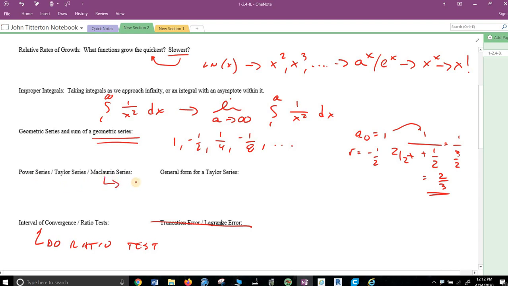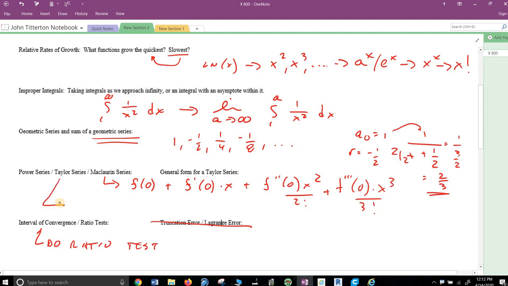A Maclaurin series would look like f of 0 plus the derivative at 0 times x plus the second derivative of 0 times x squared over 2 factorial plus the third derivative of x at 0 times x to the third over 3 factorial. And a Taylor series more general form would be f of a plus f prime of a times (x minus a) plus f double prime of a times (x minus a) squared over 2 factorial, dot dot dot. And yes, you will see those on some of the problems I give you.